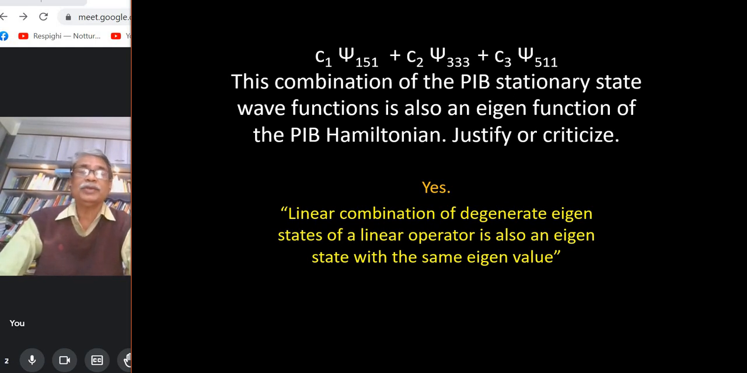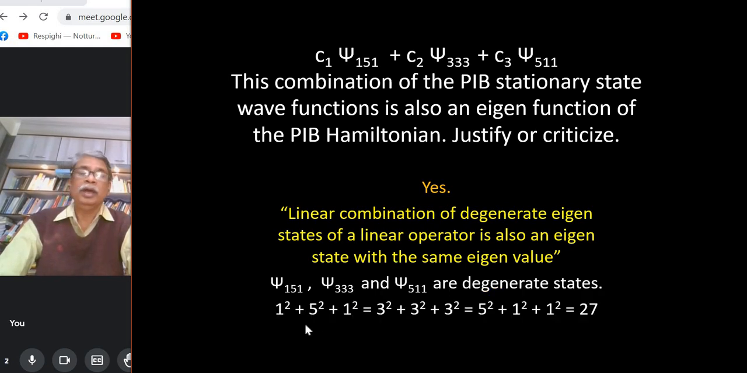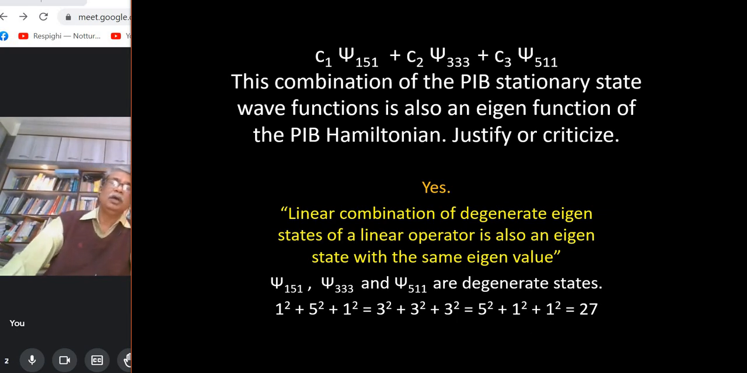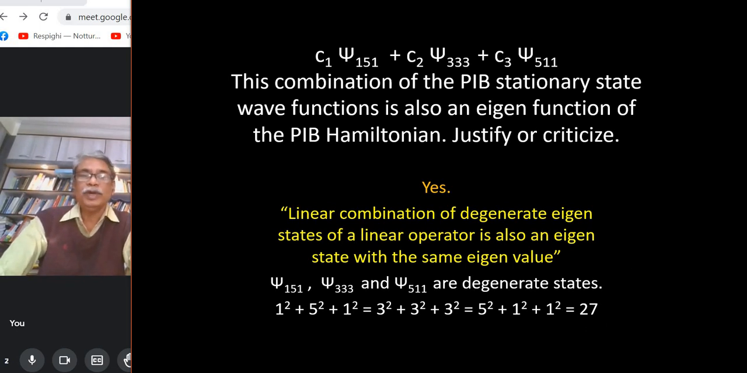That means the energy associated with these three wave functions are the same. So the simple question is, you have to take the sum of the squares of 151, 333 and 511 and check whether the value is the same, because that is the energy. As a matter of fact, these three summations are the same, and that is the condition. So the corresponding three eigenstates correspond to the same energy eigenvalue of 27 units. Of course, you can combine them and get a new function which is an eigenfunction with the same eigenvalue.